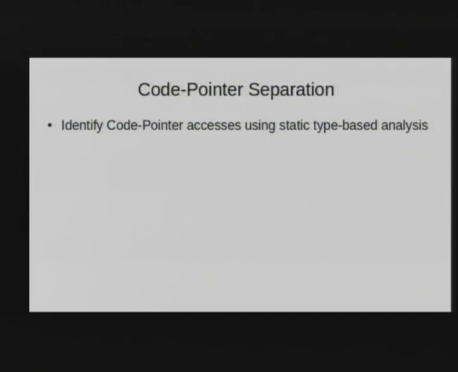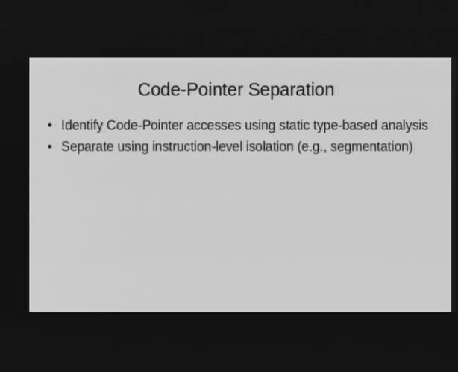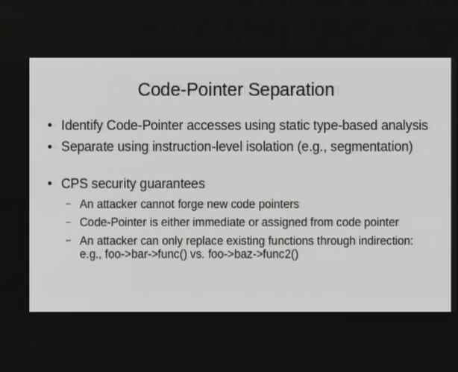How do we do that? We identify all code pointer accesses through a compiler pass that uses a type-based analysis and identifies all the code pointers. We separate those identified types using instruction-level isolation. For x86, this would be segmentation. And the CPS, code pointer separation, gives you a couple of security guarantees. Most importantly, an attacker cannot forge new code pointers. So an attacker can only reuse the code pointers that already exist in the safe memory area.